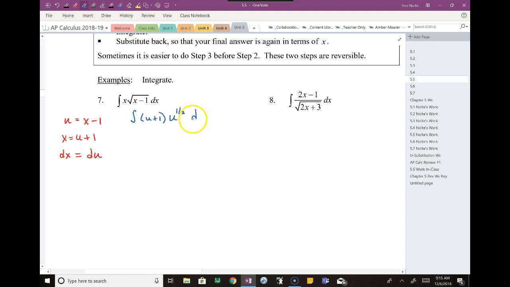Du. Just so you understand this, I cannot integrate a problem that is in terms of two separate variables. If I have an integral with x's and dx, and I do substitution, I need everything to be in terms of u, including the du piece. Okay.